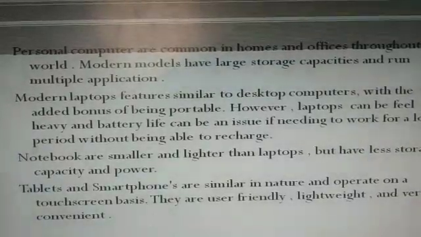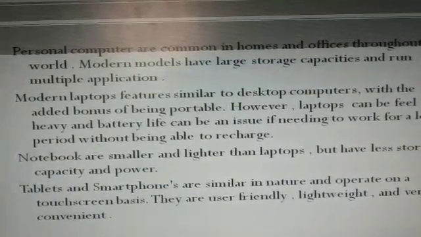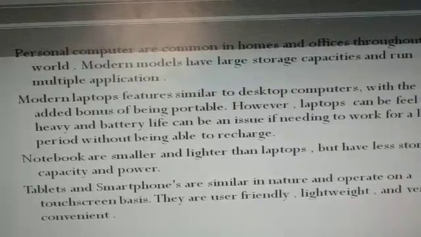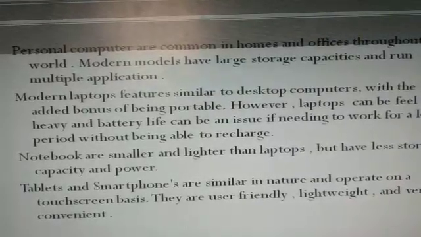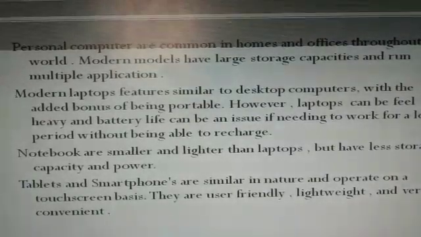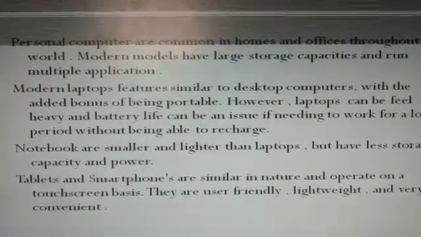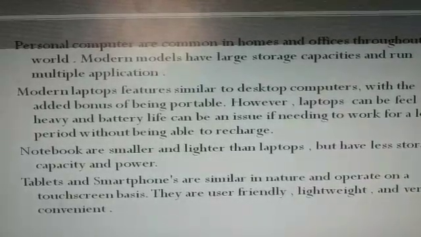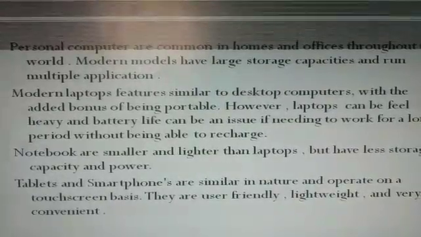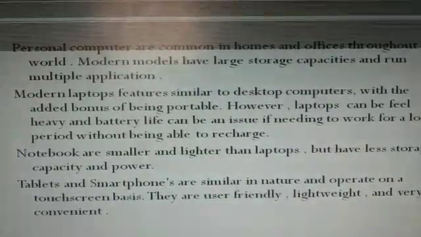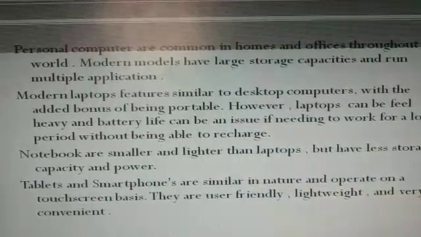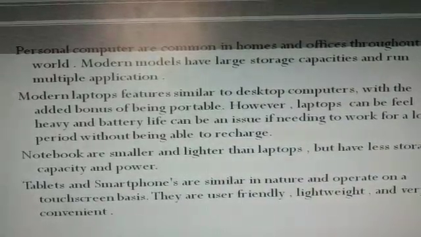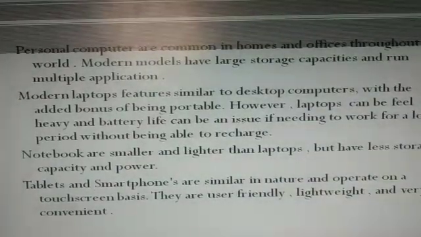Modern laptops feature similar to desktop computers with the added bonus of being portable. Portable means, I already told you, you can carry it easily from one place to another. However, laptops can feel heavy, and battery life can be an issue when needing to work for a long period without being able to recharge. Means, if you do not recharge it, the battery may be dead and you can't do work without battery.